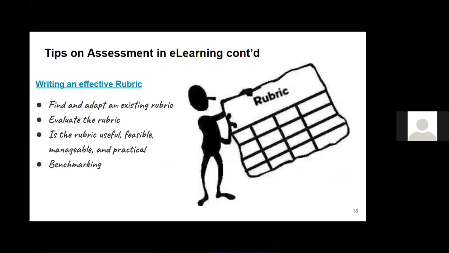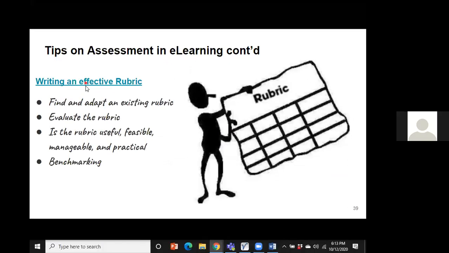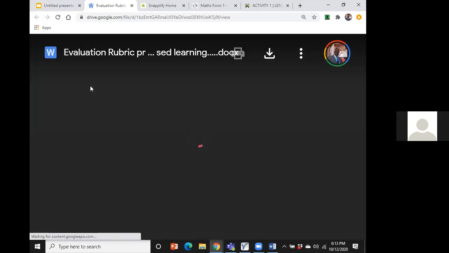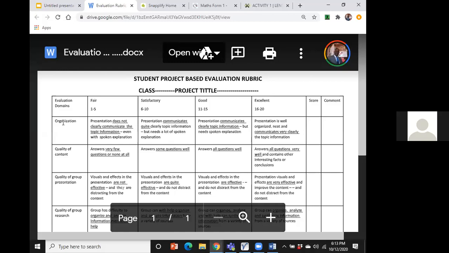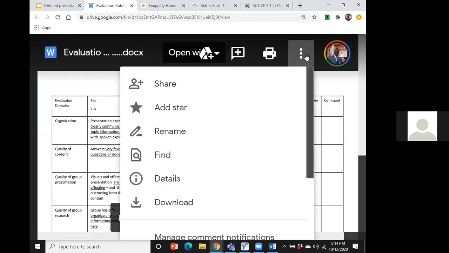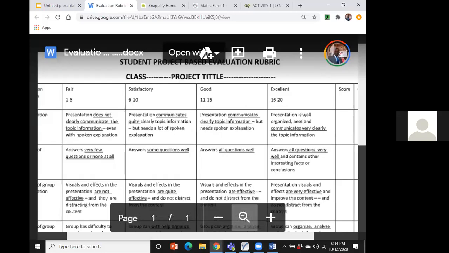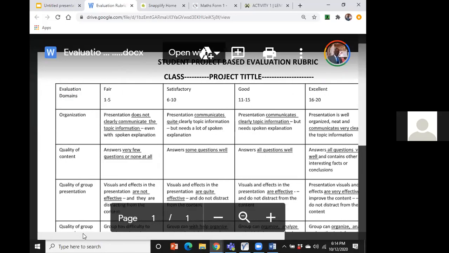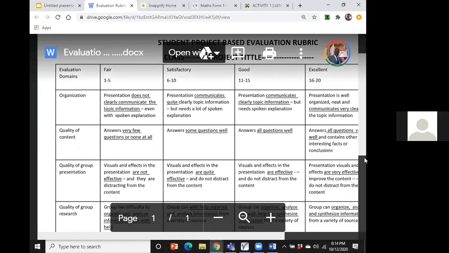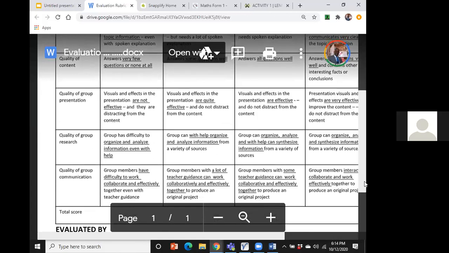We looked at an example of a good evaluation rubric, which I was able to show you. It was an example of a student-based project evaluation rubric, where, for example, this one was looking at the organization of the students. They were doing a group presentation. I hope you can zoom in. Yes, awesome. So here you want to look at how the students are organized, what the quality of their content was, what the quality of the group presentation was, what the quality of the group research was, and what the quality of the group communication was.